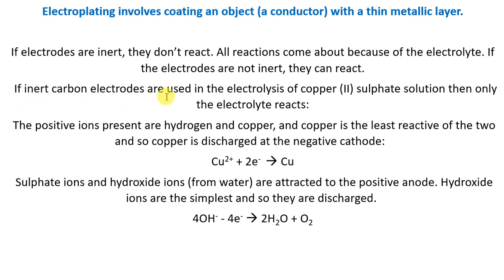If inert carbon electrodes are used in the electrolysis of copper(II) sulfate solution, then only the electrolyte reacts. Positive ions present are hydrogen and copper. The copper is the least reactive of the two, and so copper is discharged at the negative cathode. We can see that our positive metallic copper ions will be attracted to and then discharged at the negative cathode.